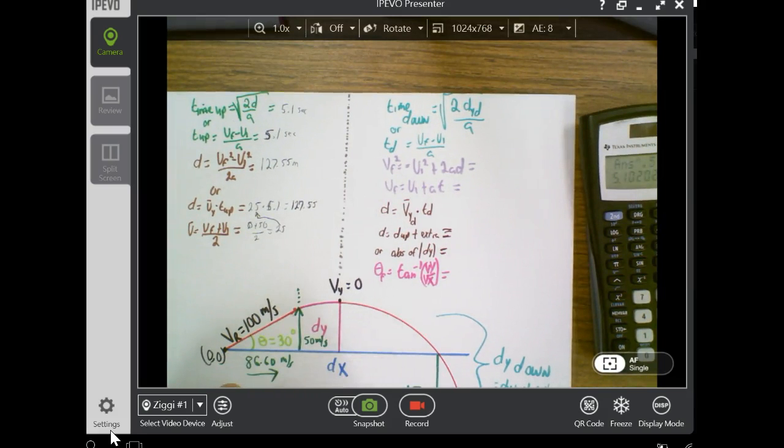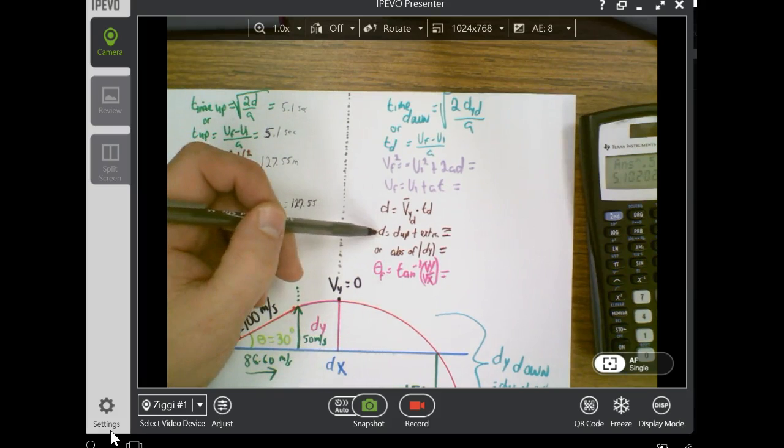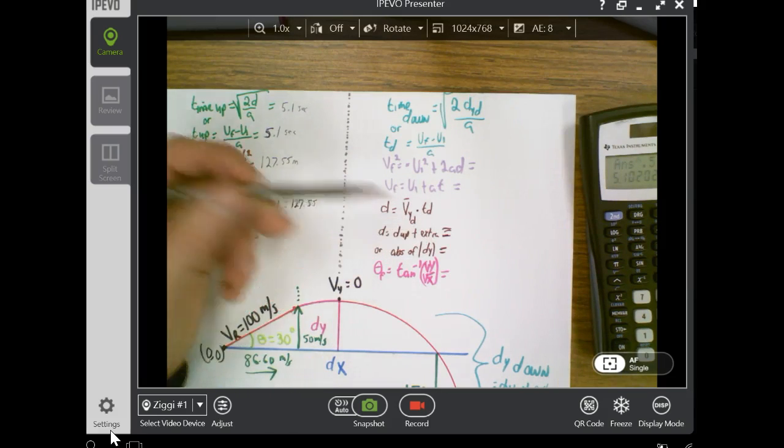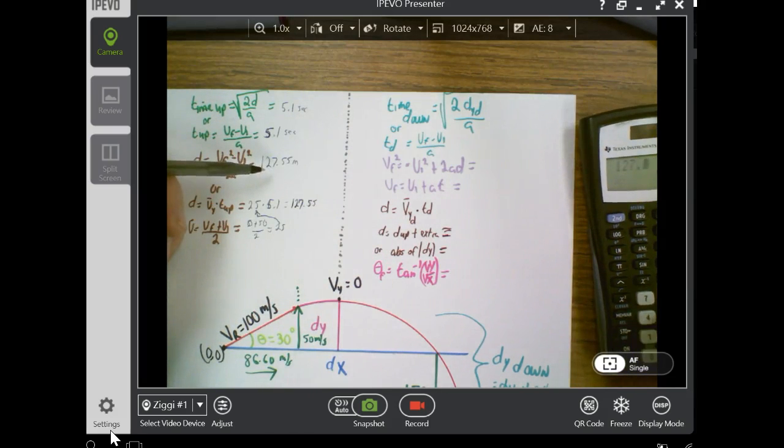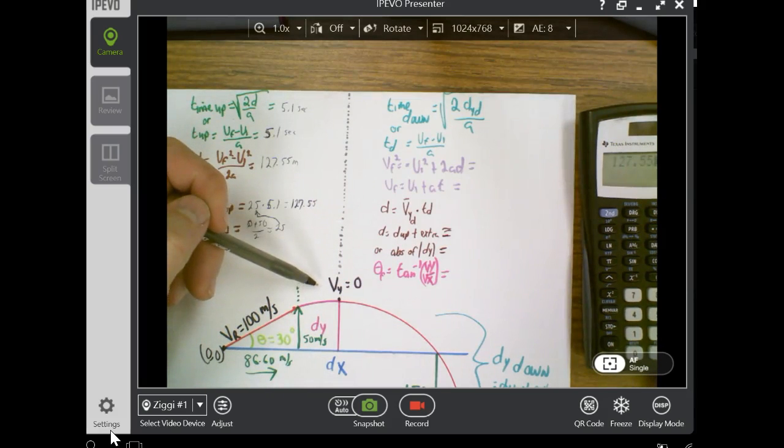Well, the trip down is 150 larger than the trip up. So I could go with distance is distance up plus the extra. So 127.55 would be the distance up, but it actually would be the distance down.